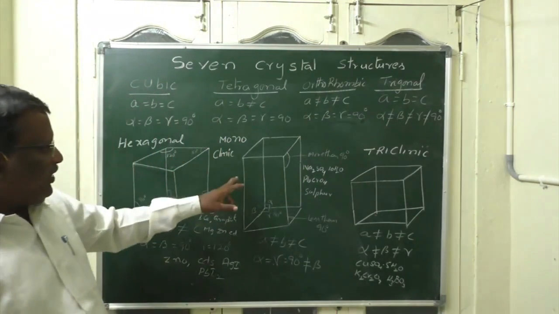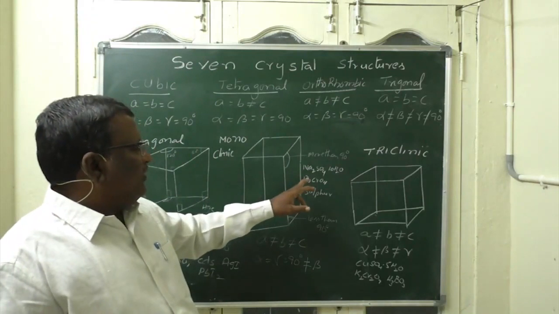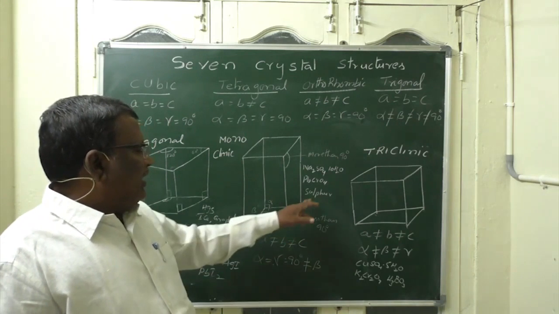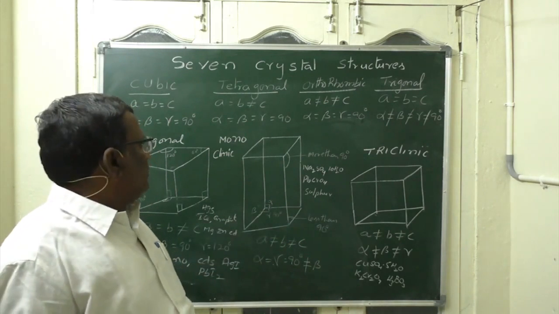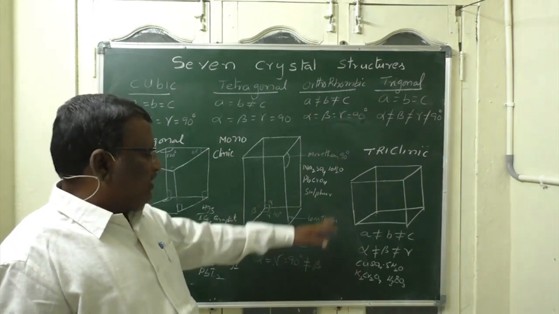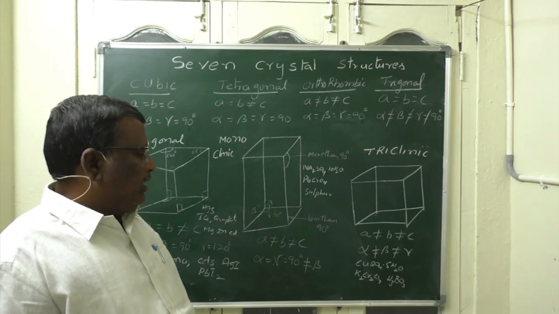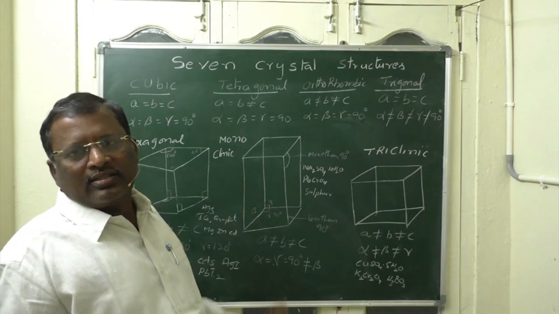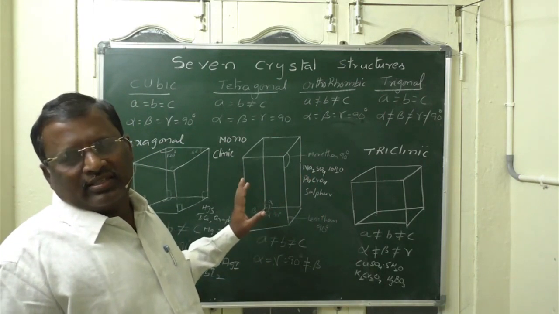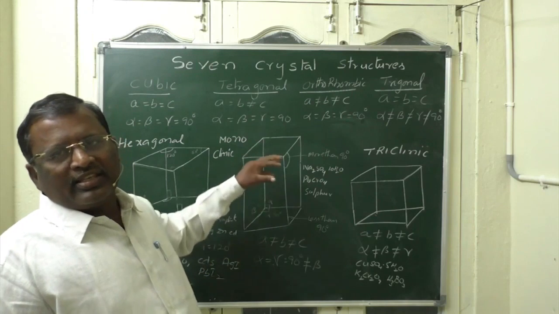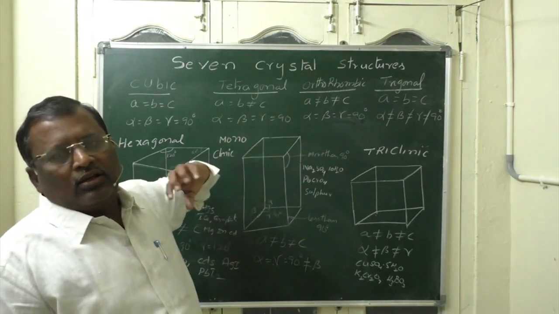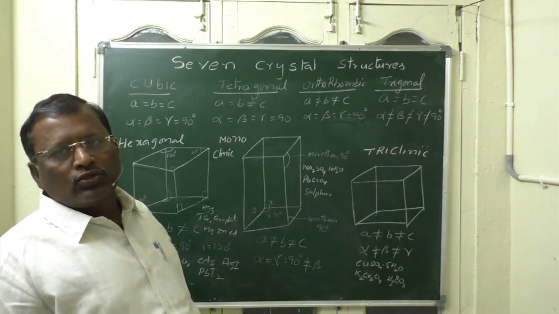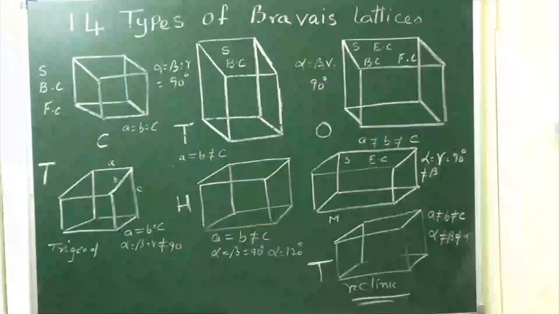Examples for monoclinic structures are sodium sulphate decahydrate, lead chromate and monoclinic sulfur. And for triclinic, copper sulphate pentahydrate, potassium dichromate and boric acid are examples of triclinic structures. These are the 7 basic structures from which, basing on the lattice points, there are 14 Bravais structures. Let us discuss those 14 Bravais structures.